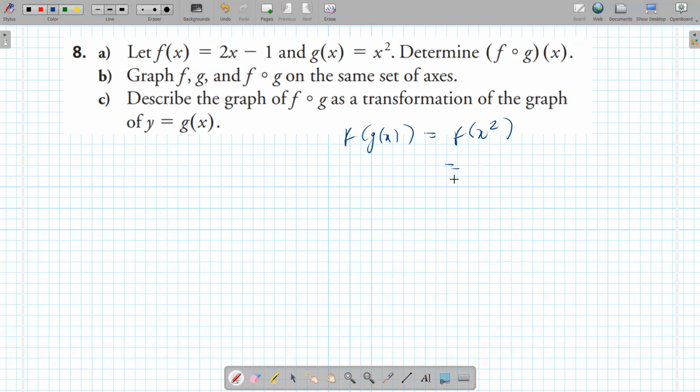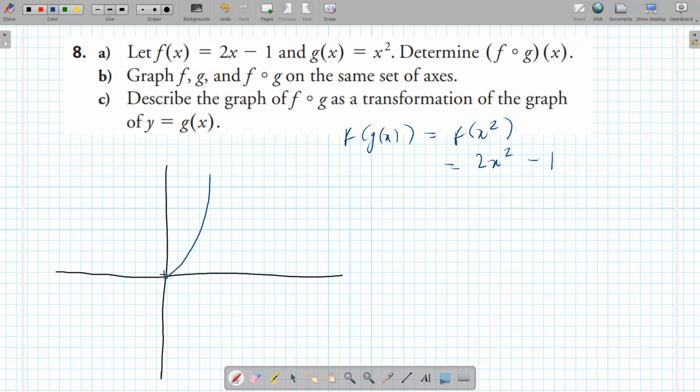2x squared minus 1. 2x squared minus 1 is right. And now it says graph this. I'm going to make a rough sketch, not super concerned about this. g of x looks like this. It's a quadratic. 2x minus 1 looks something like this. It's a linear function. And then finally our f of g of x.